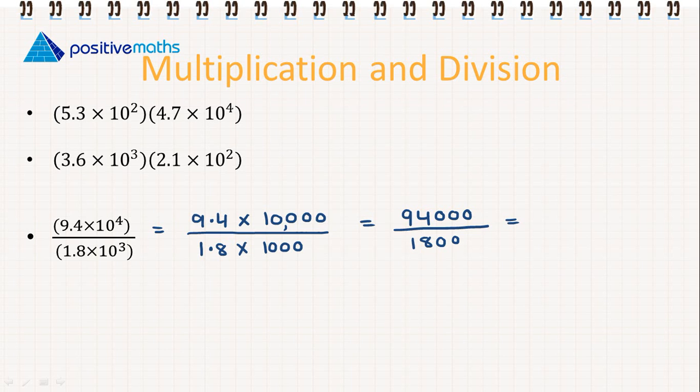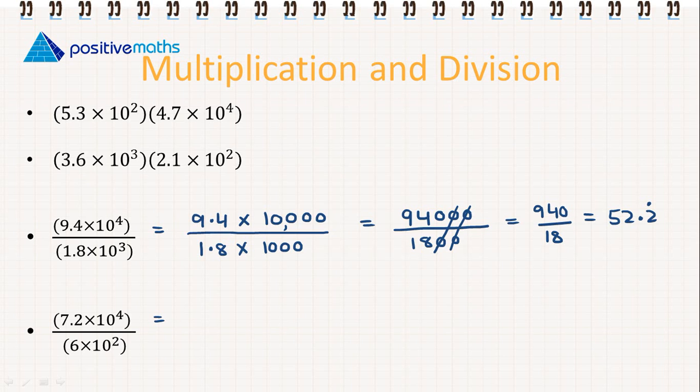So, first of all, we can simplify this. We can cancel 2 of the zeros here. So really what we're doing is dividing above and below by 100. So now we're dividing 940. We're dividing 18 into 940. And our answer is 52.2, and that's recurring.